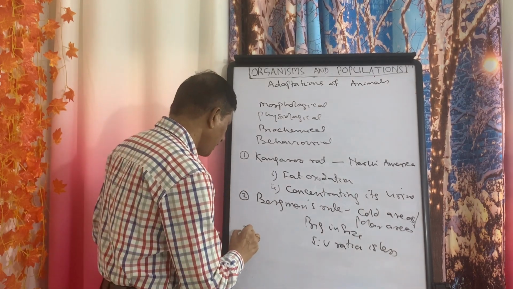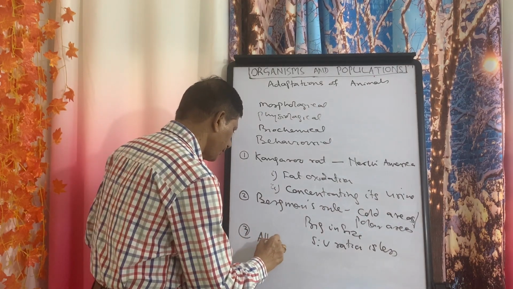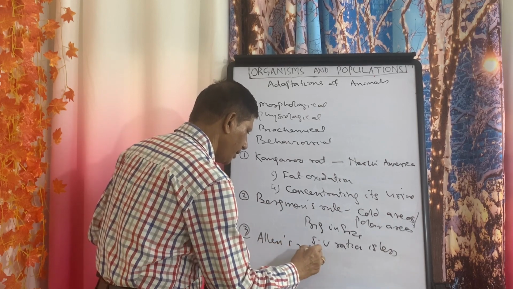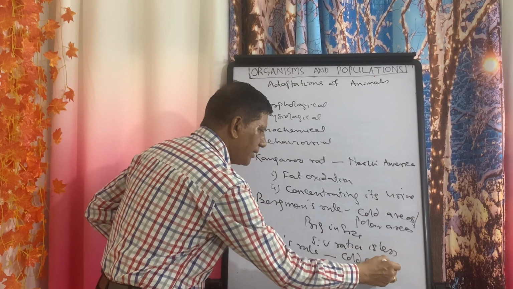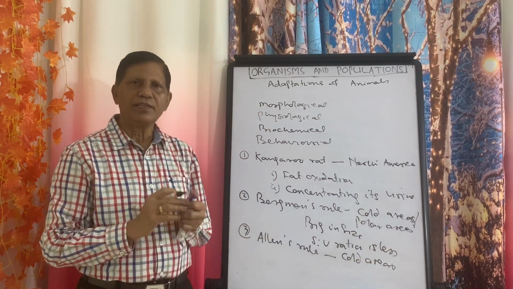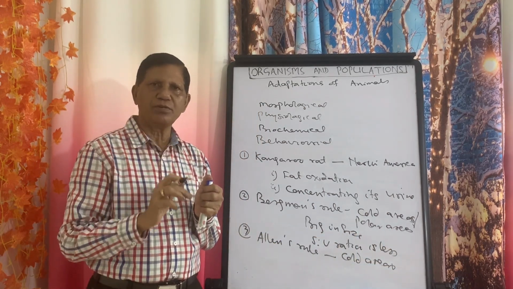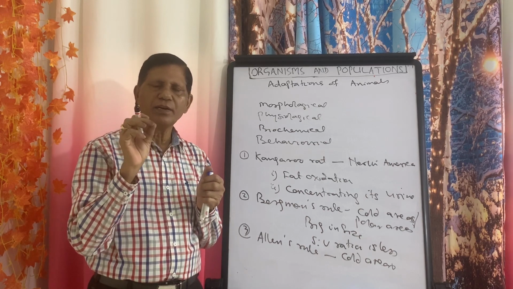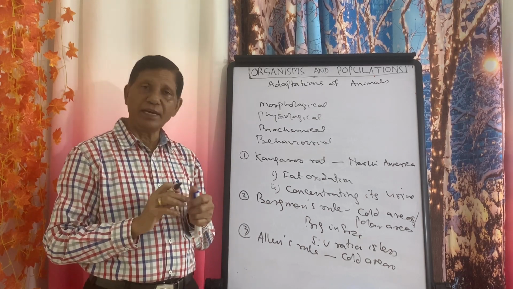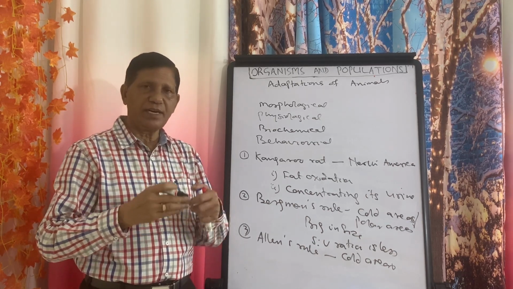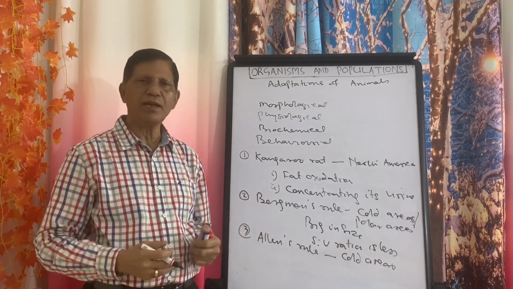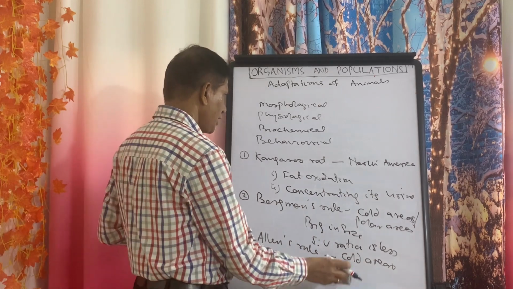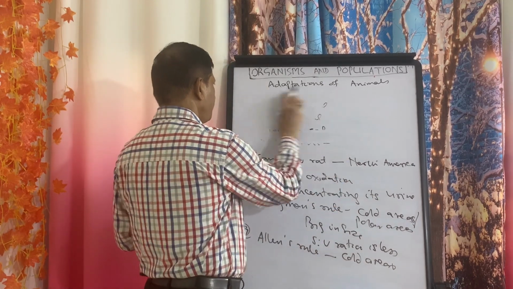Another is Allen's rule. In cold areas, again, the animals which survive have a smaller snout, smaller ears, and smaller limbs. Then only they can survive, because again they have to conserve energy. If the loss is more, they cannot survive.